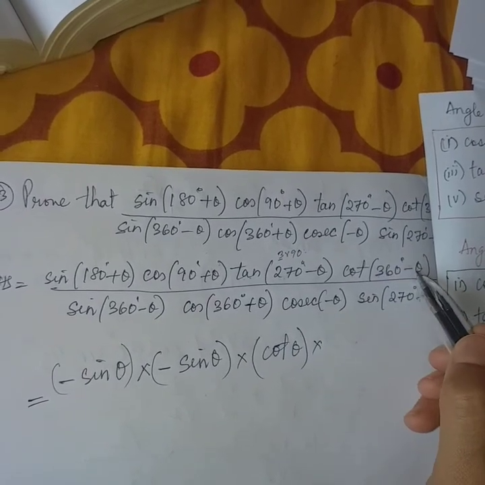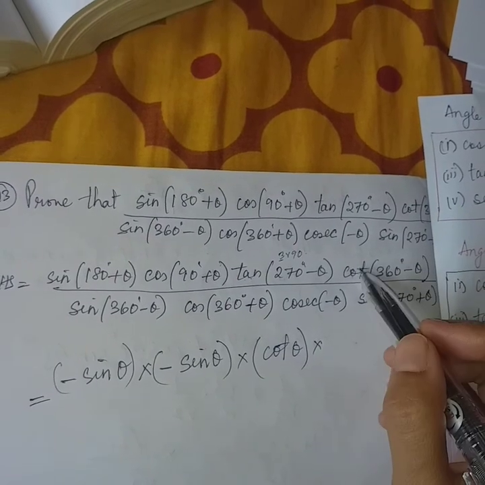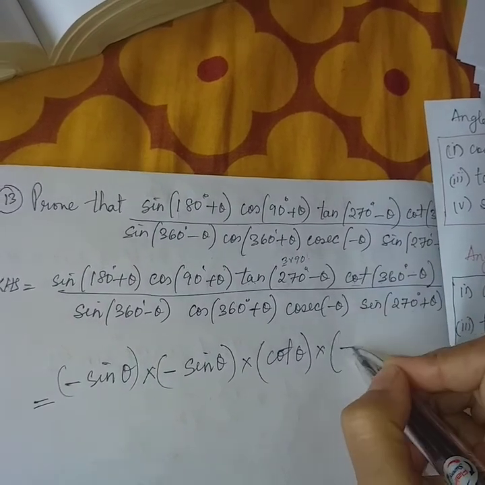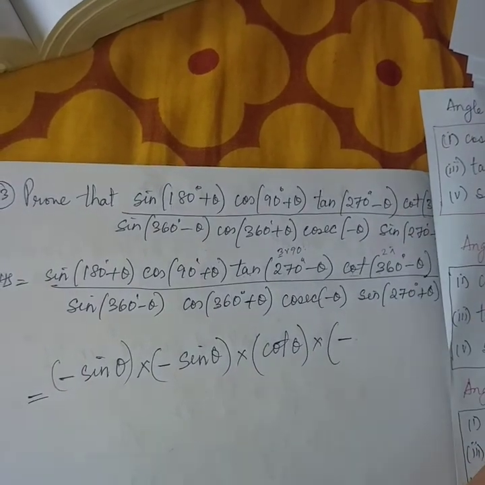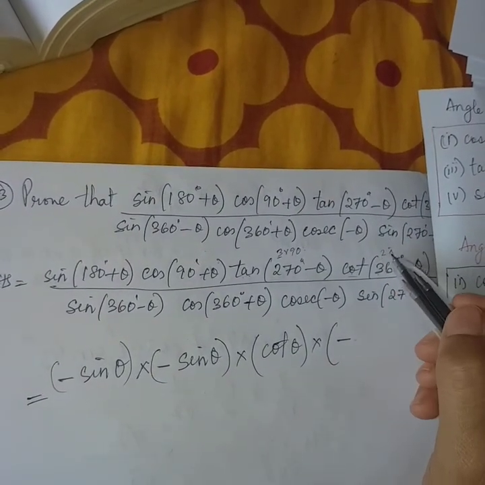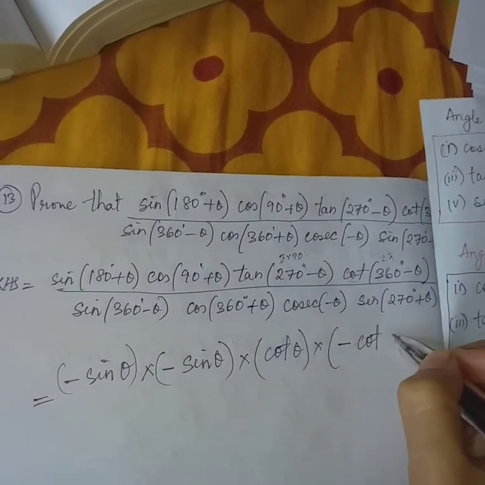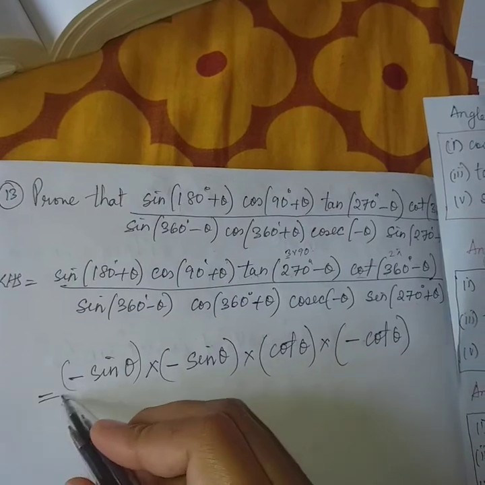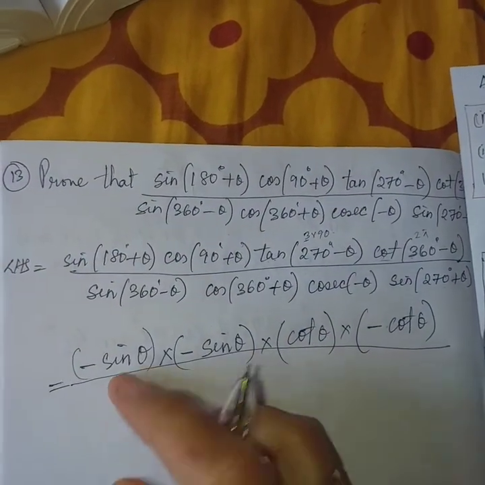360 degree minus theta means less than 360 degree. It comes in the fourth quadrant, and we know cot is negative in the fourth quadrant. And this is 2 pi when we write in radian. So whenever it is a multiple of pi, cot remains cot, so it is minus cot theta. So we have seen all this in our earlier part.